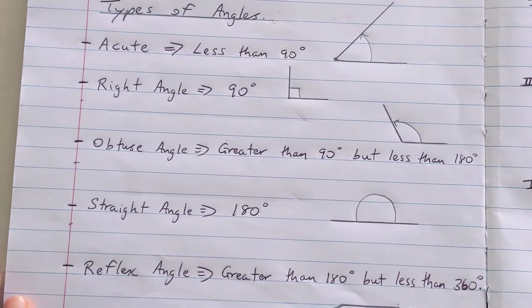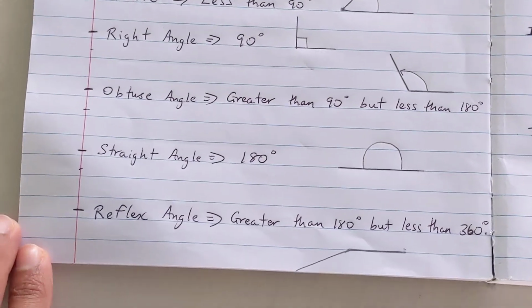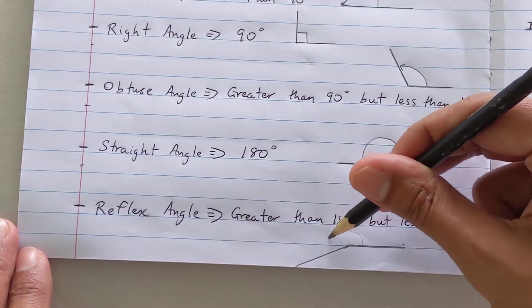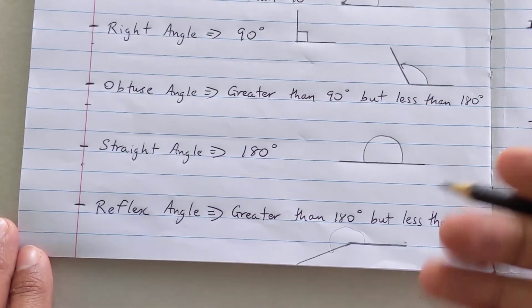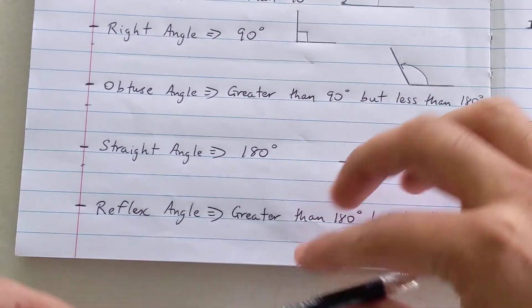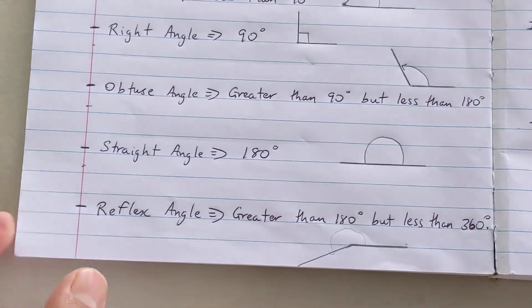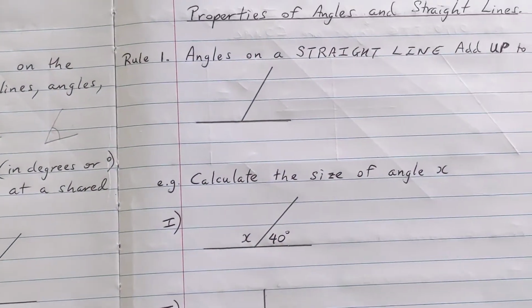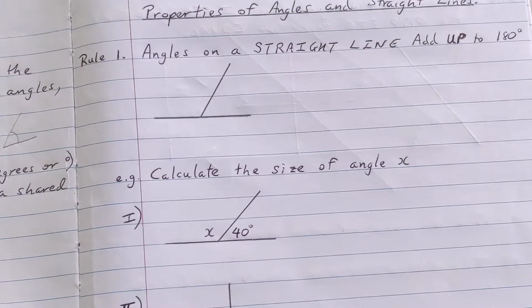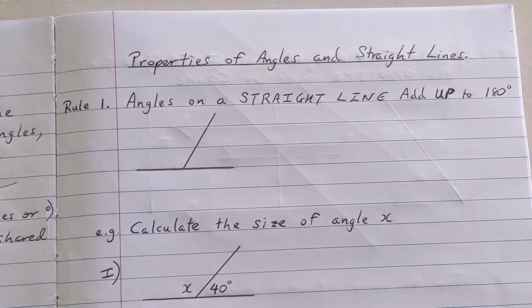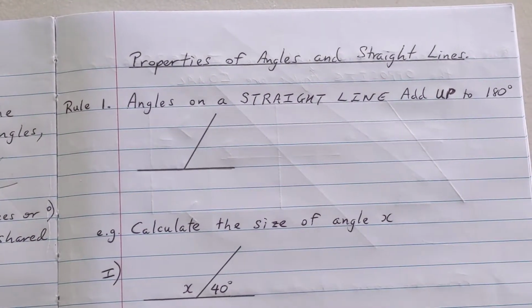And a reflex angle, as you can see here, will be more than 180 because it crossed the straight line but it didn't make the full circle, 360. So that's just some terms you'll come across. What we're going to look at next are the rules, because this topic is going to be heavy on rules. So properties of angles and straight lines.